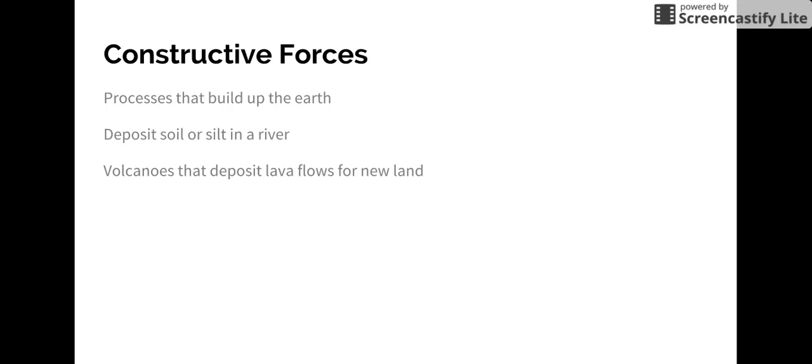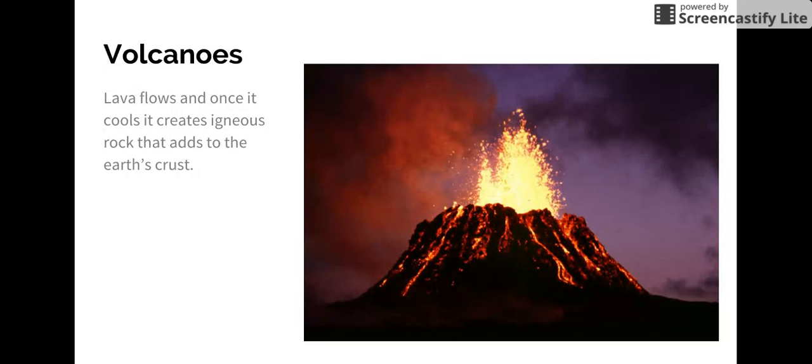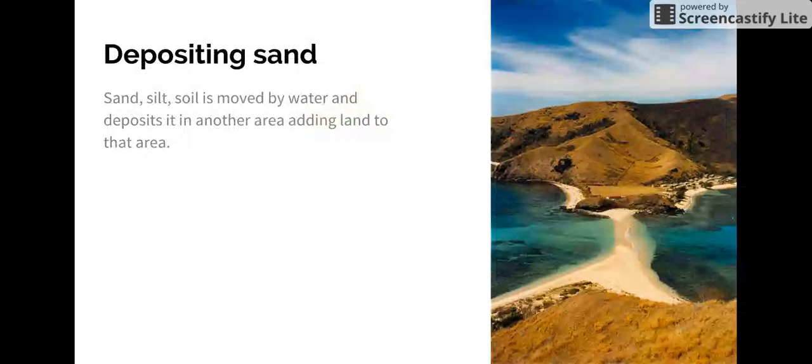So when we deposit soil or silt in a river, or when volcanoes deposit lava flows for new land to be formed in the form of igneous rock. Like I said, if a volcano has lava coming out of it and it flows, once it cools, it creates igneous rock, and that adds to the Earth's crust. So this is a constructive force because it builds up.